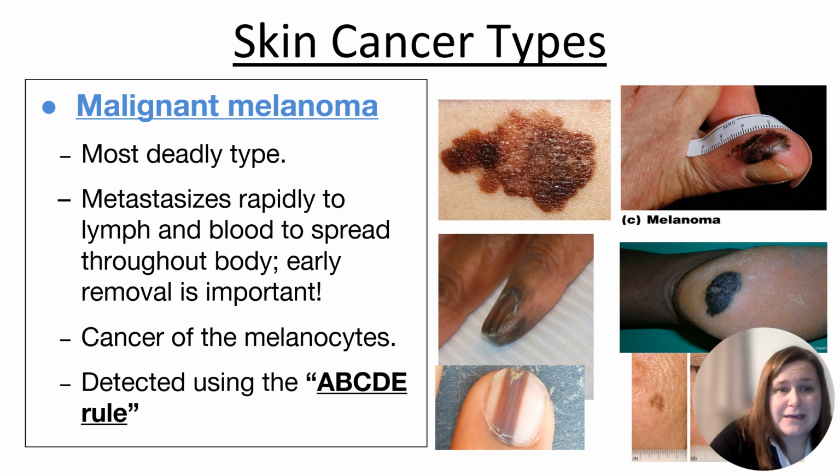We can also have malignant melanoma. This is the most deadly type of skin cancer. It metastasizes really rapidly to lymph and blood, and then it spreads all throughout the body. So early removal is really, really important. This is a cancer of the melanocytes. Remember, those are the cells that give us our skin color. We're going to detect malignant melanoma and diagnose it by using the ABCDE rule.